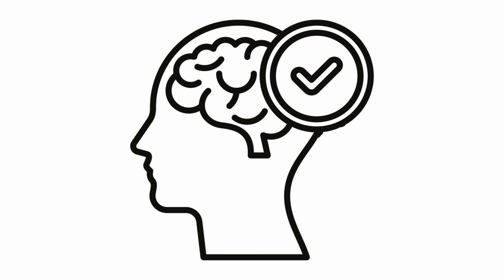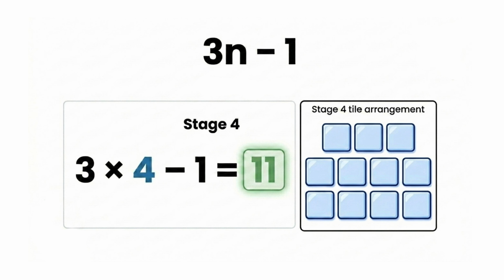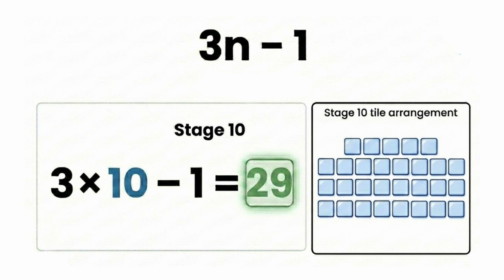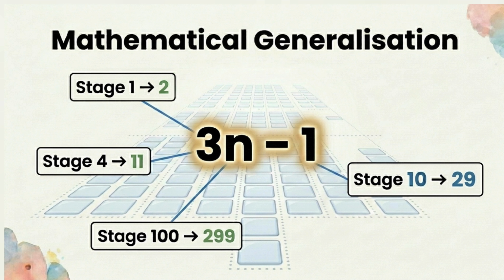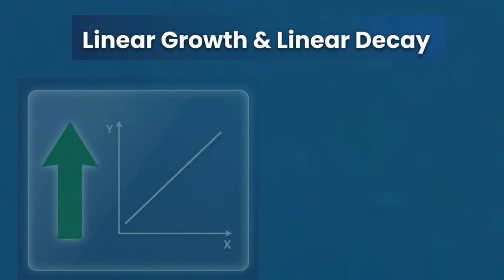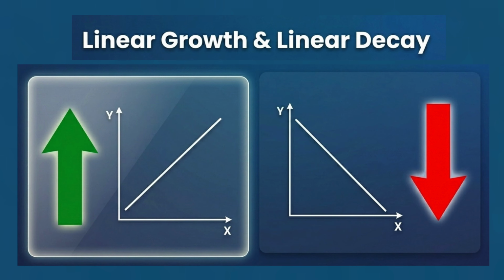Now verify it mentally. For stage 4, 3 times 4 minus 1 equals 11. For stage 10, 3 times 10 minus 1 equals 29. A single expression now controls the entire infinite pattern. This is mathematical generalization. Now the chapter moves toward linear growth and linear decay.